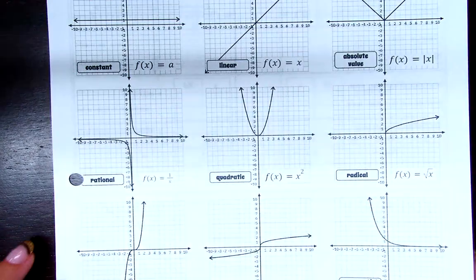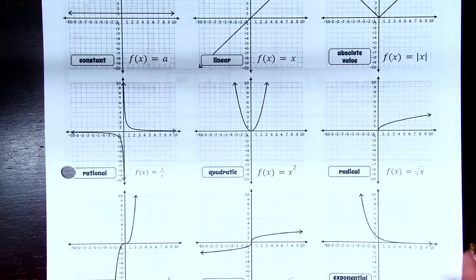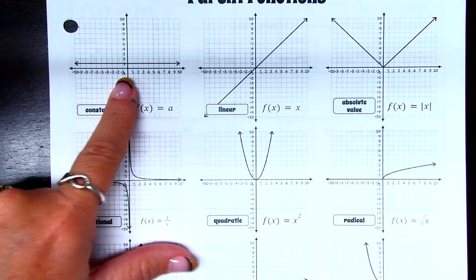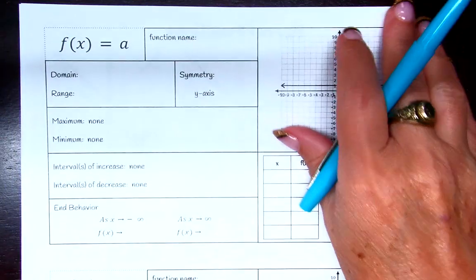On this very front page is kind of like a synopsis. It's like this is all the parent functions, the name, the equation, and what it looks like. And then when we turn the page, we're going to look at each one of them in more depth.